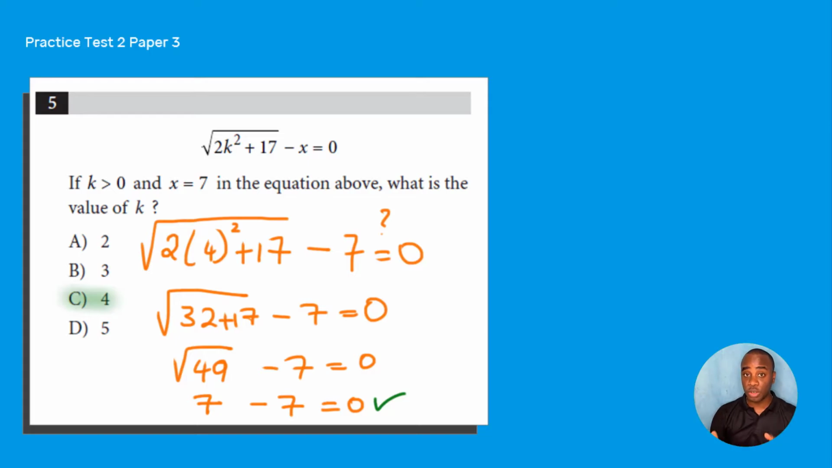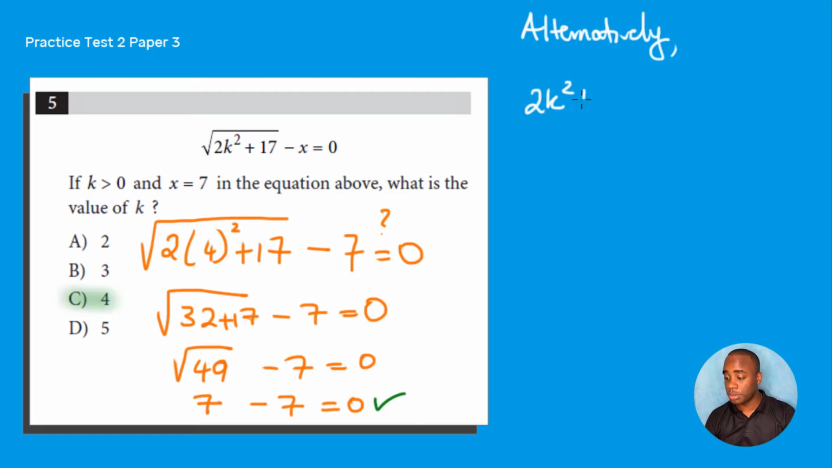Now that's how we could have worked it if we used the answers. Let's say I didn't use the answers. Let's say that I tried to solve the problem. Okay. Now how long would that take me? So I'm writing 2k squared plus 17. And I'm getting the square root of that. Minus x. So that's minus 7 equals 0.